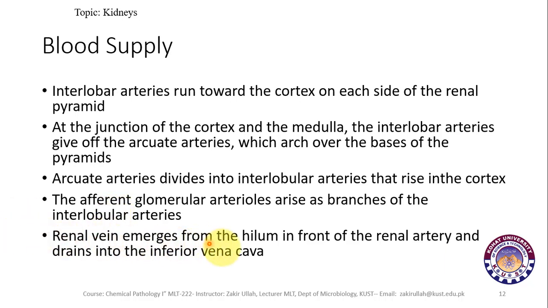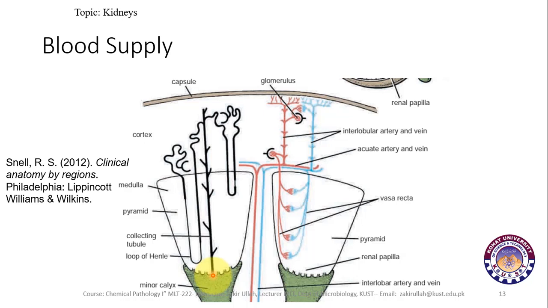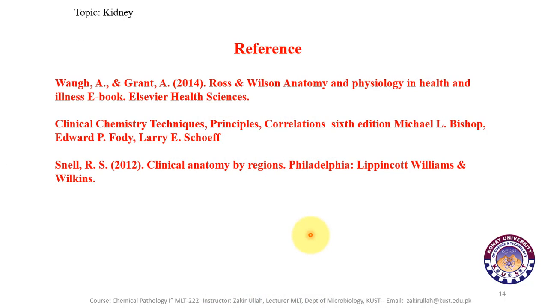The renal vein emerges from the hilum in front of the renal artery and drains into the inferior vena cava. So this is the blood supply of the kidneys. These are the interlobar arteries, and these are the arcuate arteries and veins, which make arcs here. These are the vasa recta. So they are arranged in this manner. So that was all about the kidneys, their location, their description, and the overview of the renal anatomy related to the functions of the kidneys.